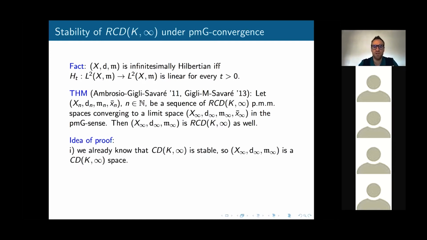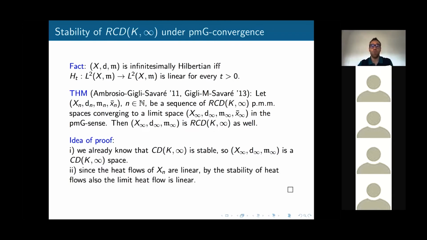Now, the proof is actually quite easy once we have the previous stability result of the heat flow. Indeed, we already know, by what we discussed yesterday and I recalled this morning, that the CD(K,∞) condition is stable. So my Xn are RCD(K,∞), so they are CD(K,∞) and infinitesimally Hilbertian. So the CD condition passes to the limit, so X∞ is a CD(K,∞) space by what we know. Now, what is remaining to show is that X∞ is also infinitesimally Hilbertian.